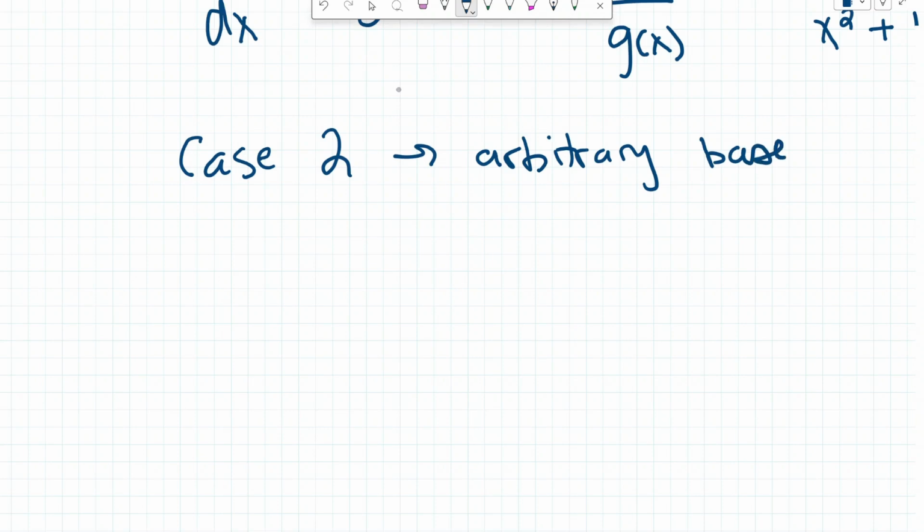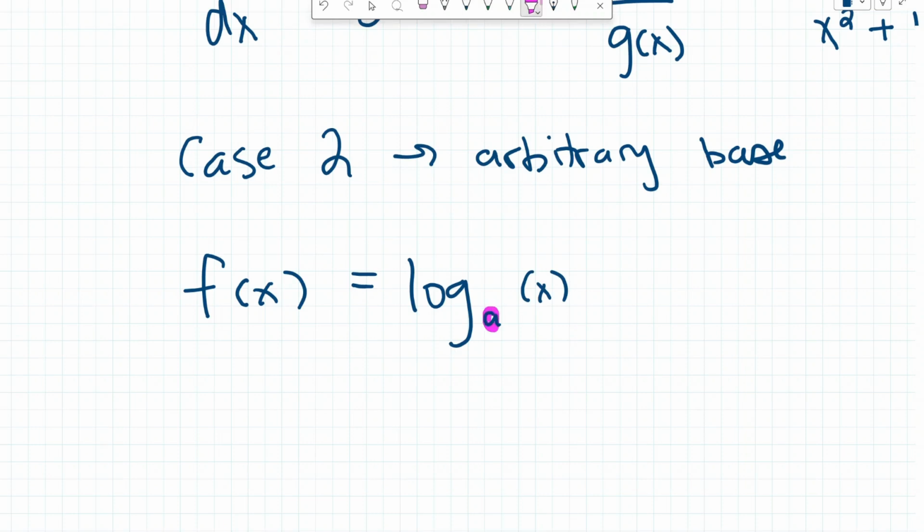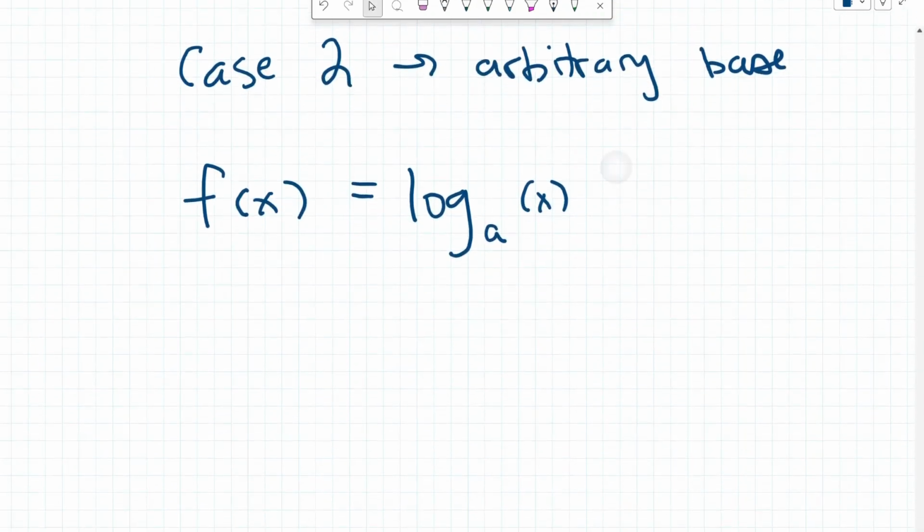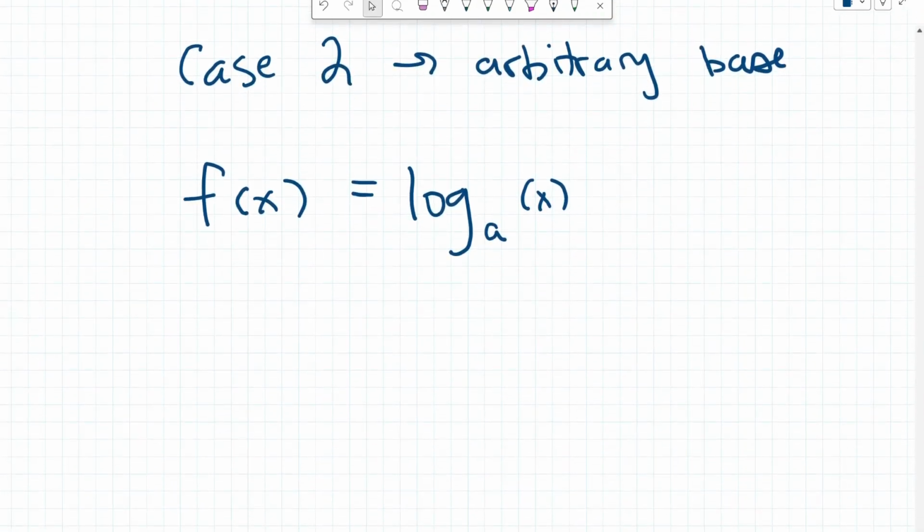What if we have f of x equals log base a of x, where in this case we have an arbitrary base of a? How do we find the derivative? The first thing that we have to do is consider our log rules. How can we change this into something that we are already familiar with?